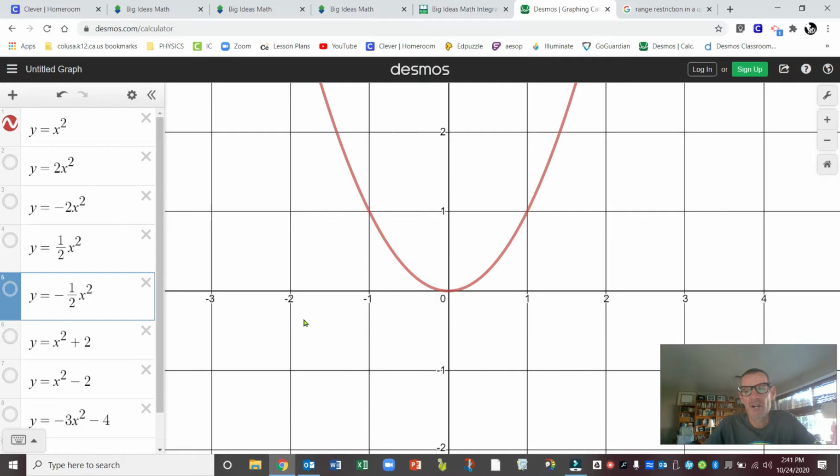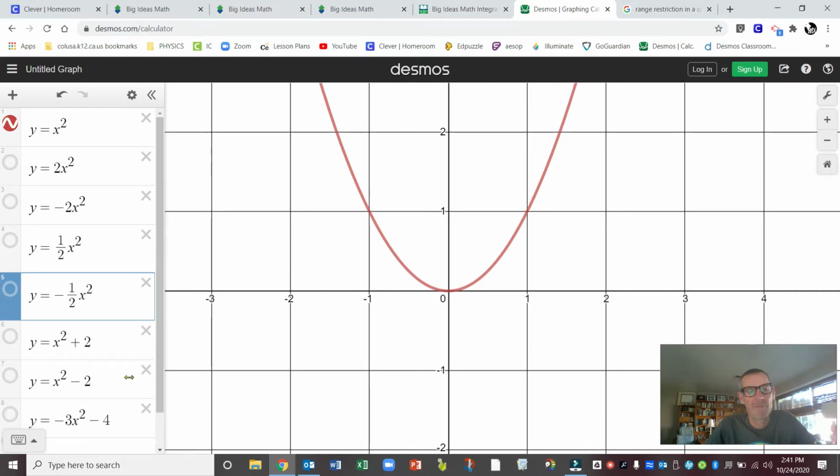So those are the different things that can happen when you have a different a value. If the a value is greater than 1, you're going to have a vertical stretch. If the a value is a proper fraction, you are going to have a vertical shrink. If the a value is positive, your parabola will open up, and if your a value is negative, your parabola will open down.